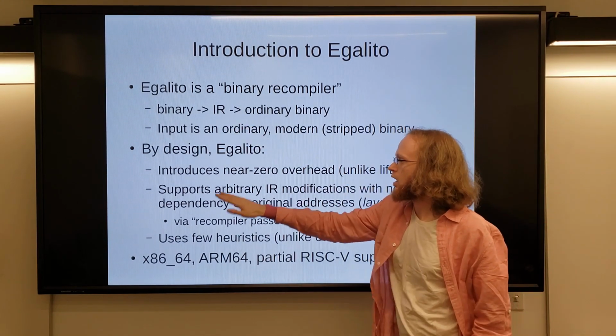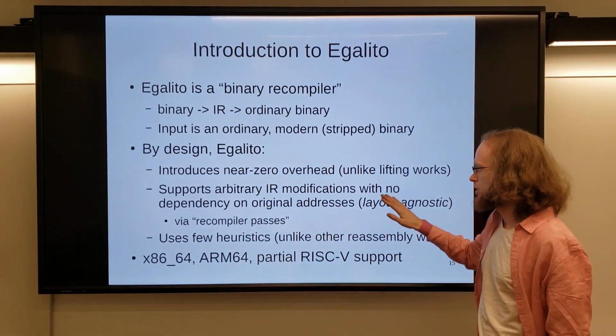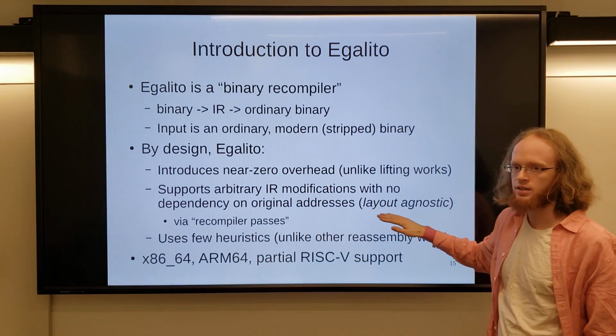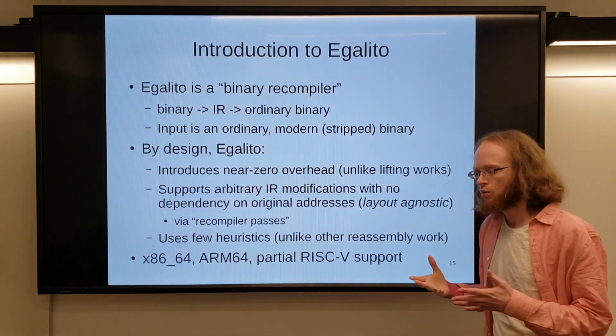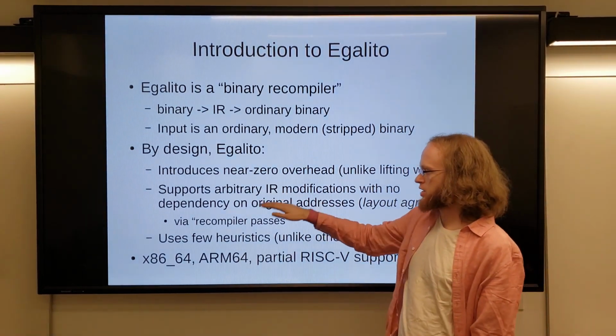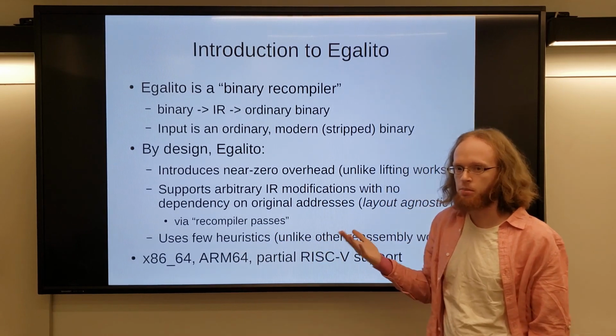Once you have that IR, Egalito allows you to do arbitrary modifications to it. There's no dependency on original addresses. That's why we call this layout-agnostic. The framework doesn't really care which address items are assigned to. These transformations, by the way, are done through what we call recompiler passes. And that's named after compiler passes, of course.